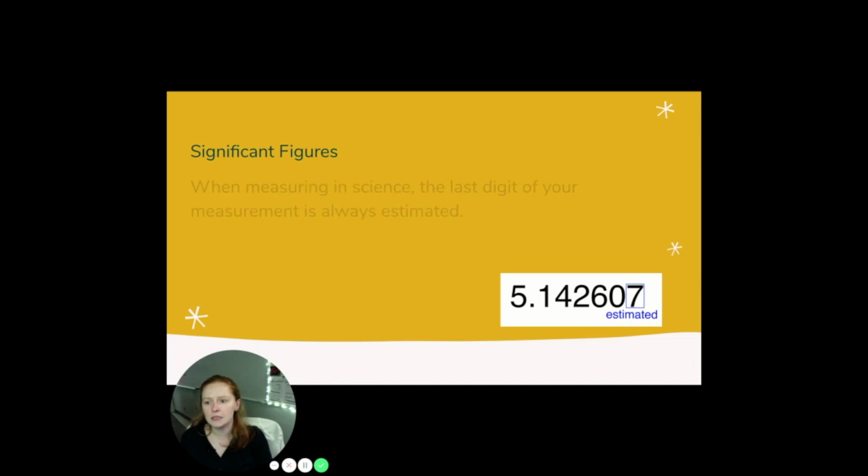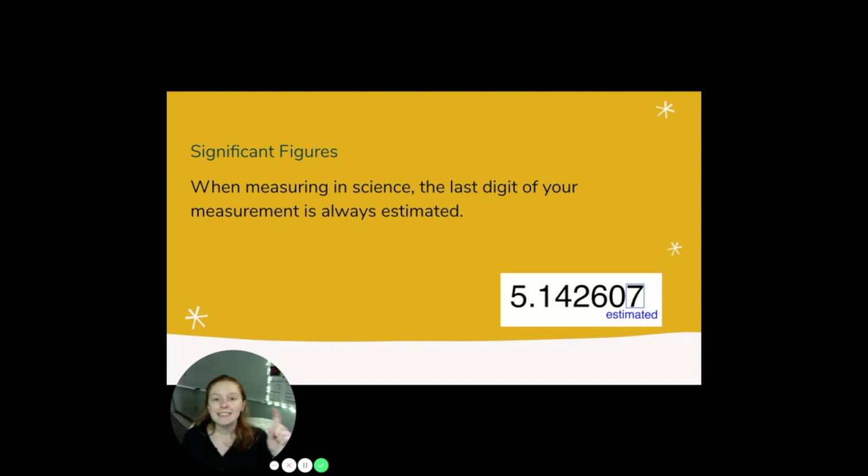So now let's talk about significant figures. When you measure something in science, and typically you're taking the mass or the temperature or the volume of something, the last digit of the number that you write down in your lab notebook is going to be estimated. You're not going to estimate forever and ever. You're just going to do that one digit.